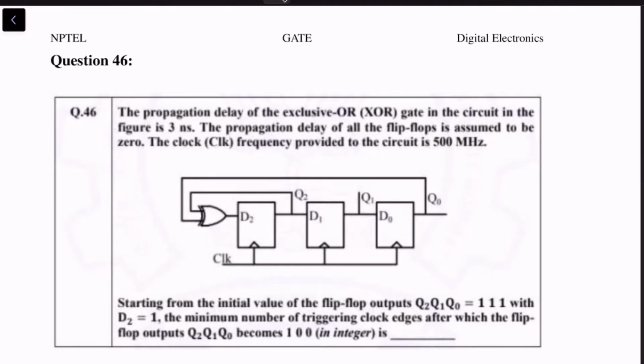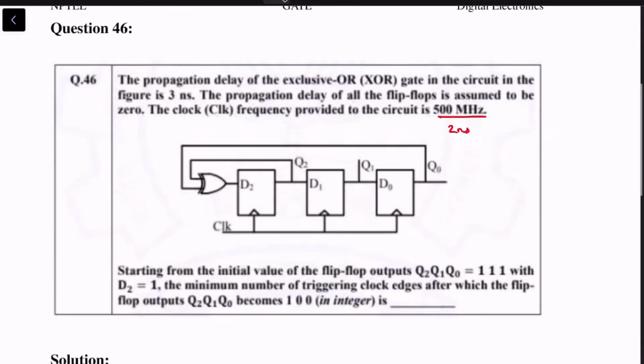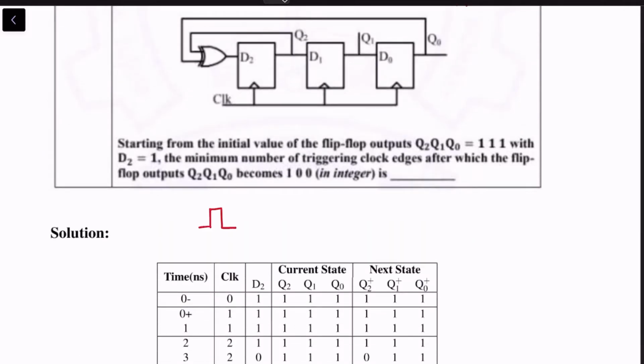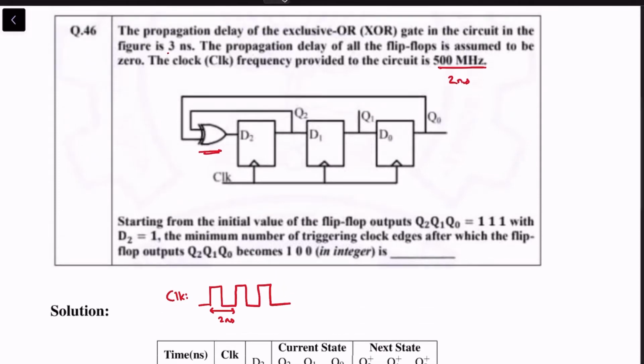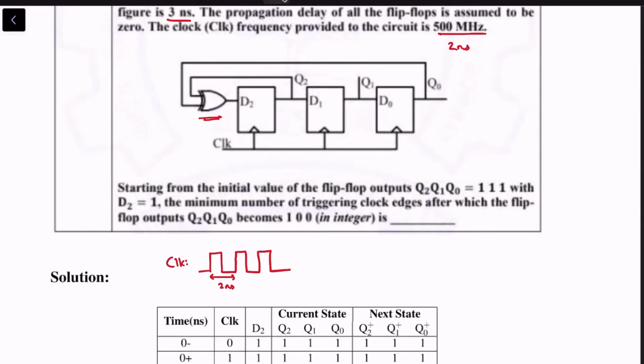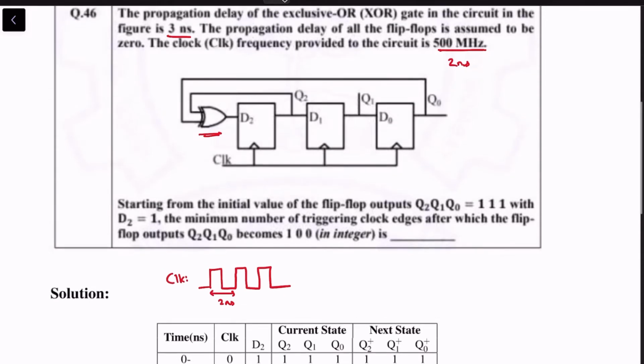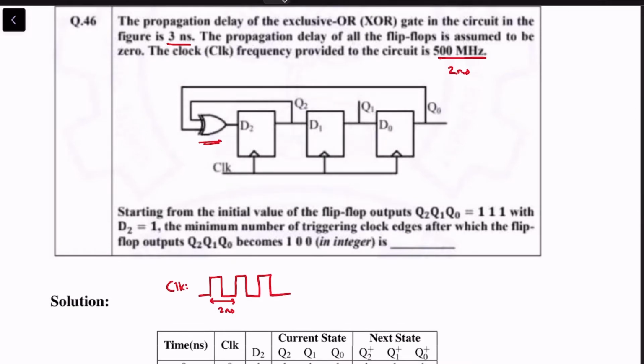So in this question, we are given that the clock has a frequency of 500 megahertz, that is, the clock period is 2 nanoseconds. This is the clock, and this XOR gate has a propagation delay of 3 nanoseconds. So it is 1.5 clock periods. The fact that the XOR gate delay is greater than the clock period should give you an indication of complexity in this problem.